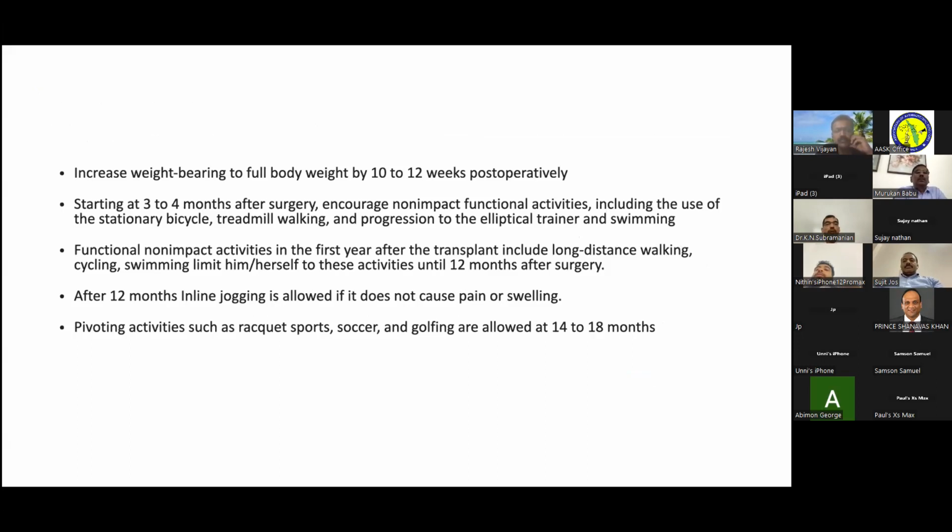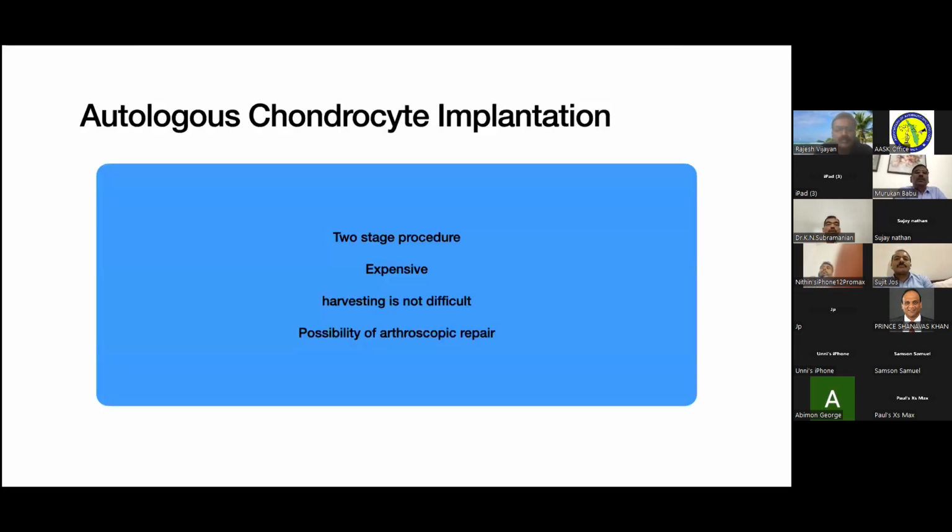the ACI. So after 12 months, you have to think about doing sports. These patients, most of them, are professional athletes. You have to bar them from doing sporting activity for about 9 to 12 months minimum. So you have to have that mindset for the patients who are coming for this surgery. That's why I said initially itself, the patient counseling is very important. So it's a 2-stage procedure. It's expensive also, but harvesting is not difficult.